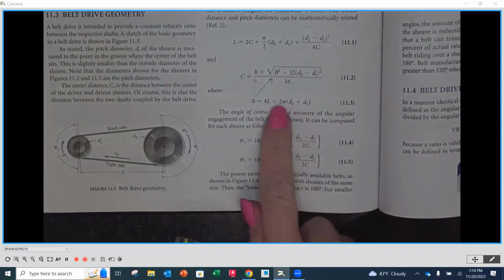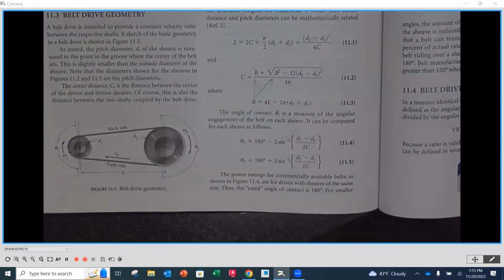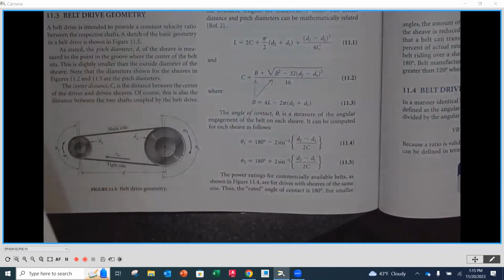Well, what they could do is they could have like this ginormous equation otherwise. So they broke that part out and then it becomes part of the equation.